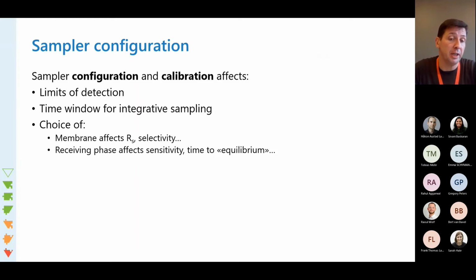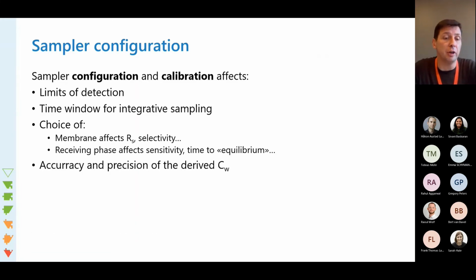Then the choice, for example, of membrane will affect the sampling rate, also the selectivity of the sampler. The receiving phase will affect the sensitivity and the time to equilibrium as well. And then overall, the configuration, and also how you make the sampler, and you can choose materials that you can reliably source over time, will allow you to have a device that you can use accurately and precisely to derive CW, freely dissolved concentrations, tomorrow and then in 2-3 years time or 10 years time.